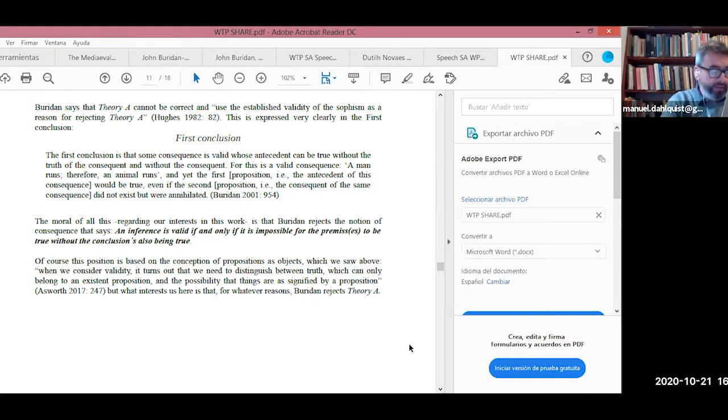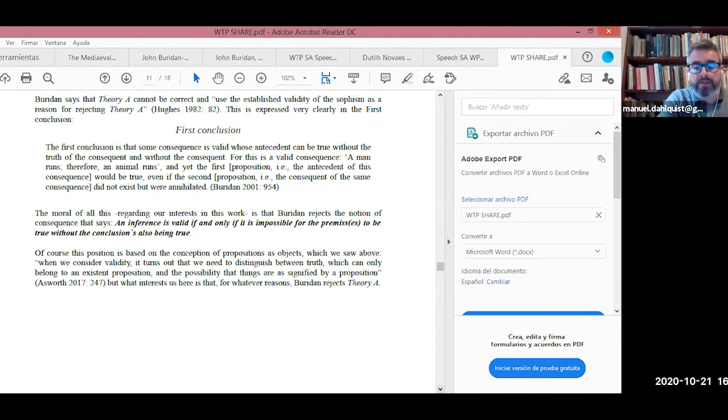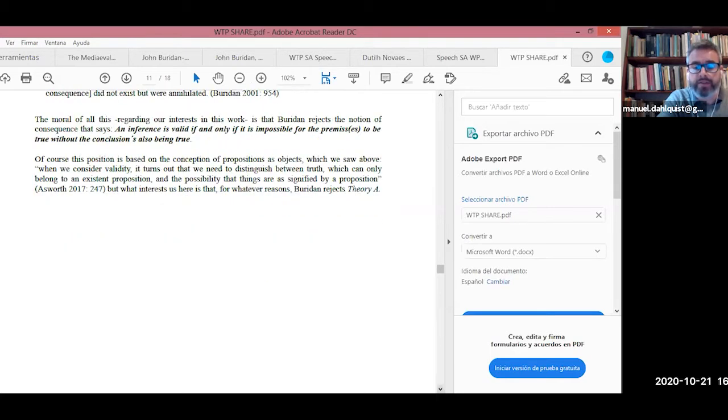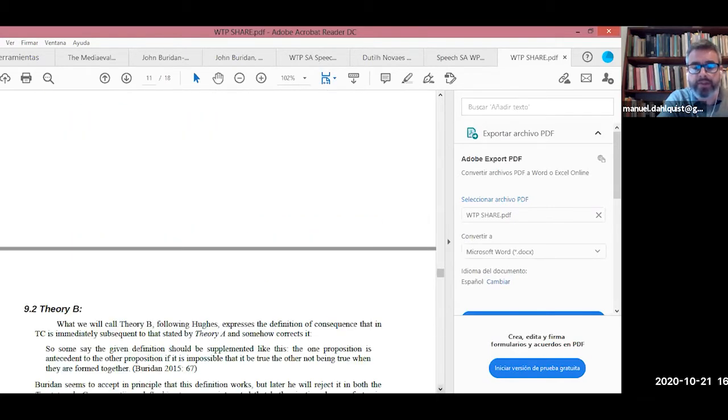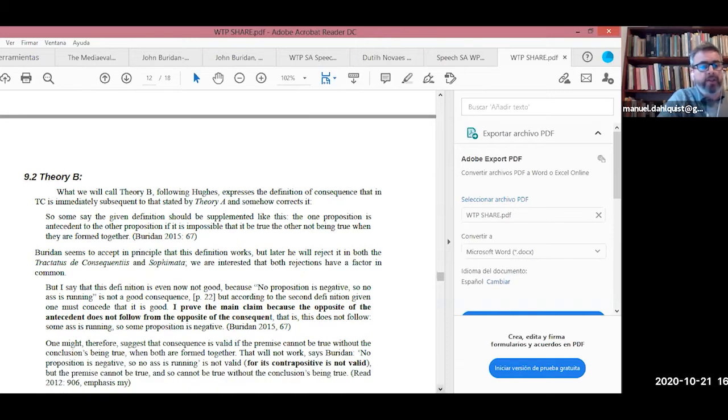Well, Buridan rejects the notion of consequence that says an inference is valid if and only if it is impossible for the premises to be true without the conclusions also being true. This is theory A and Buridan's rejection. Theory B.